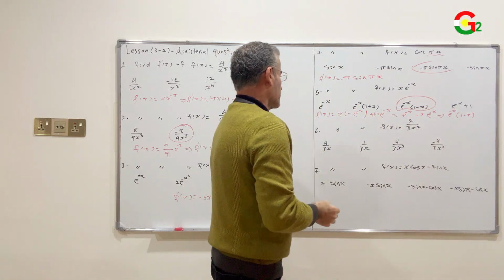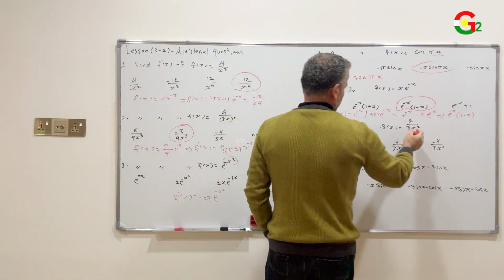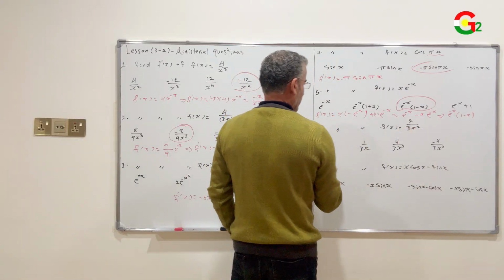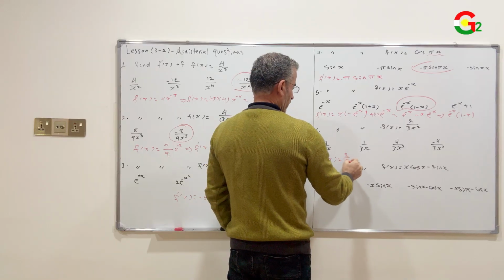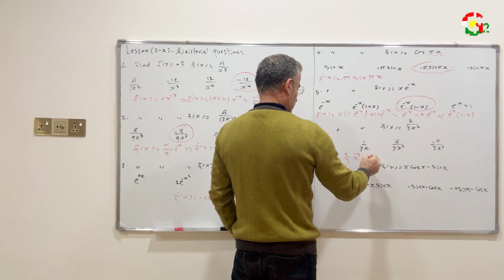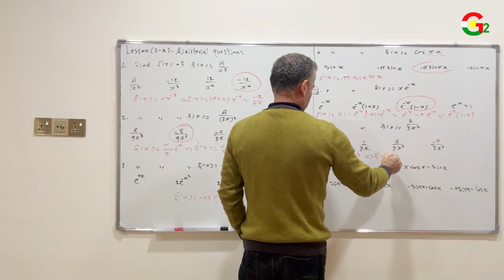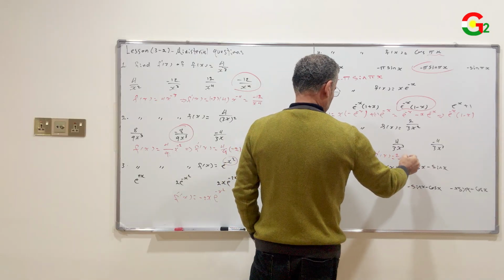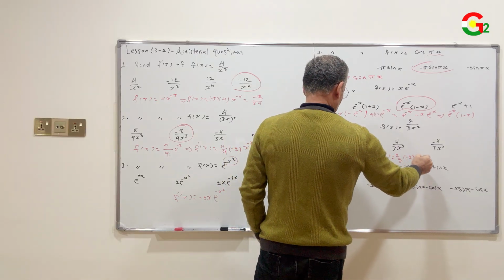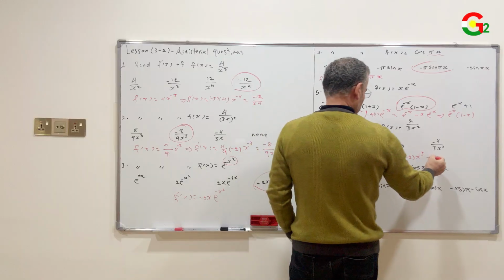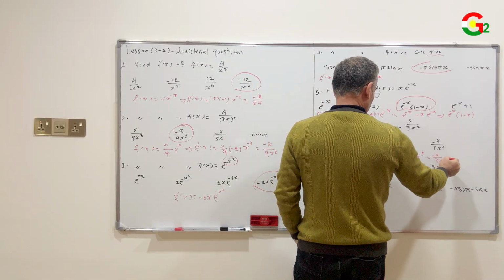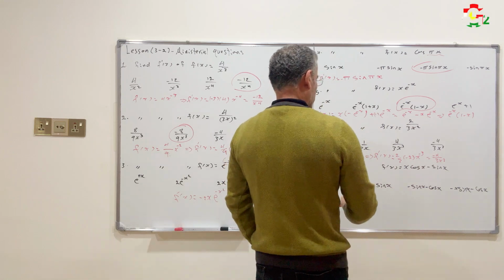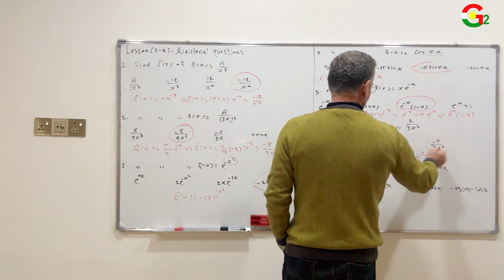Question number 6, derivative of this function. Rewrite it as f of x equals 2 over 3 x to the negative 2. Then the derivative is 2 over 3 times negative 2x to the negative 3. Rewrite it as negative 4 over 3x to the power 3. Choice D.